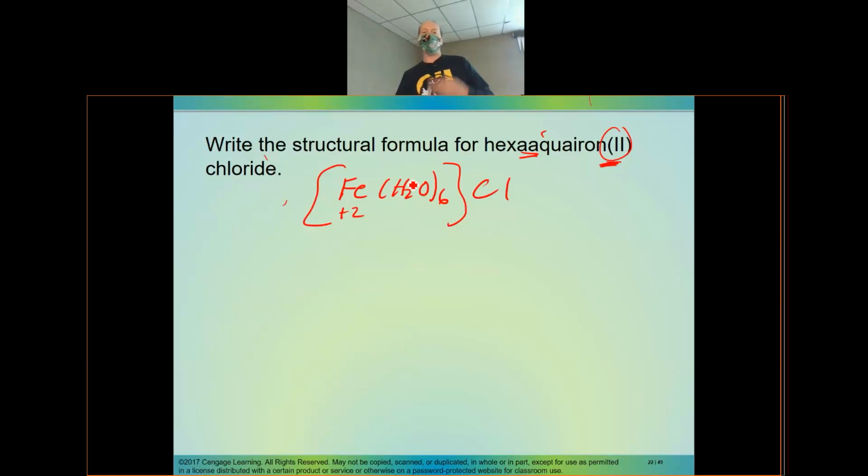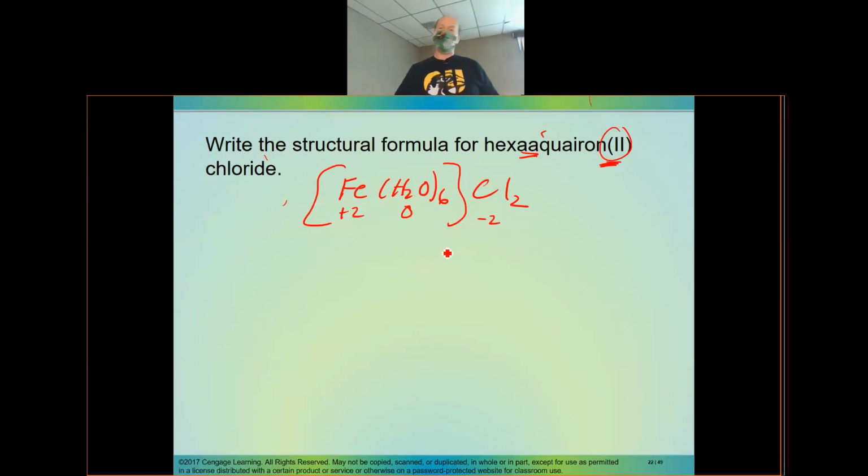Water, we draw the Lewis structure of water. We see that it is neutral. Water is a neutral molecule. And this is a compound, which means it is going to be neutral, which means we have to have a -2, which means we have to have 2 Cl's.